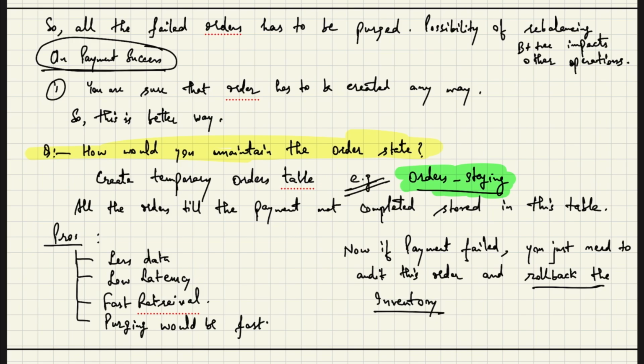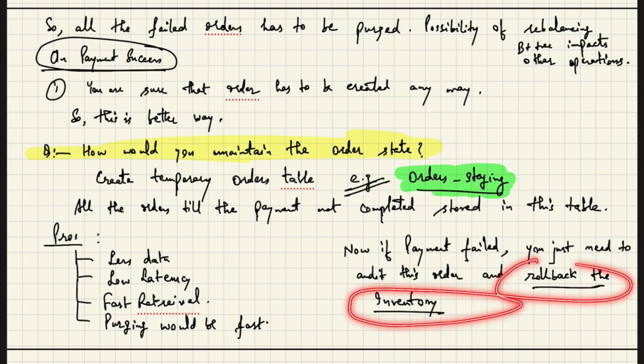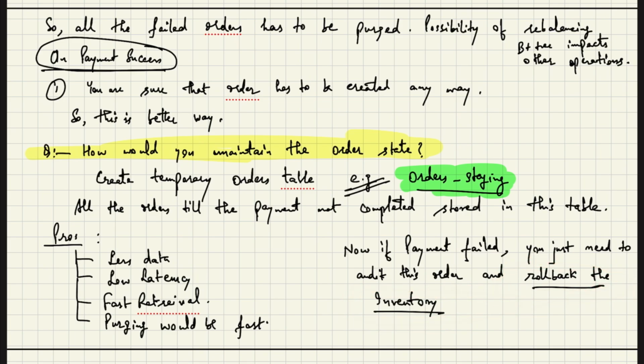So you can keep the orders in this table for monitoring and for the customer team to look at these orders. But if your payment has failed, one thing is for sure: you need to roll back the inventory so that it is available for other users, right?